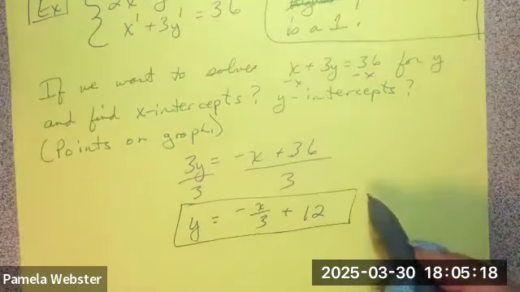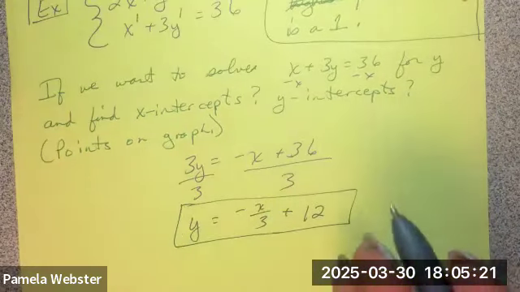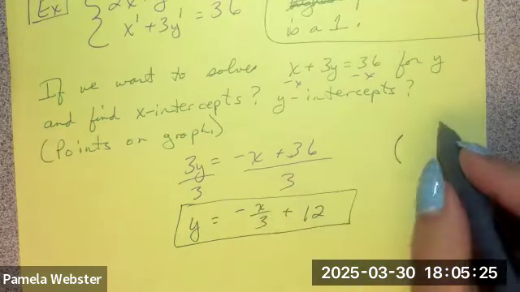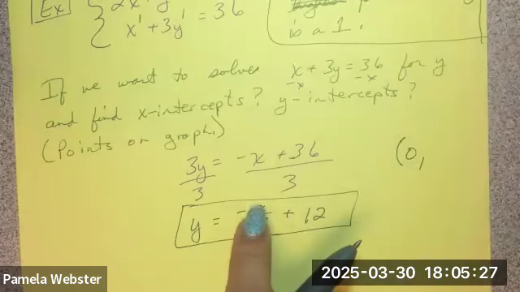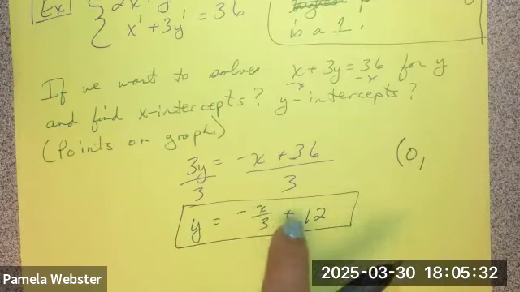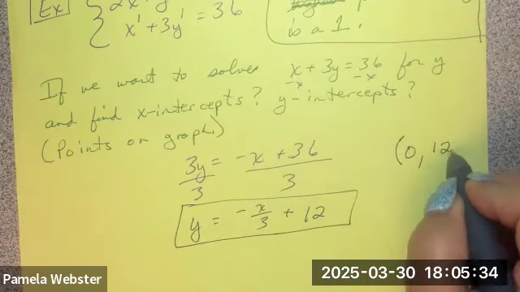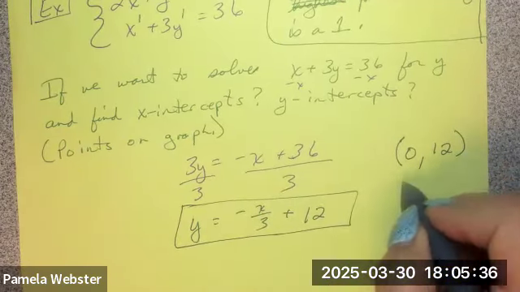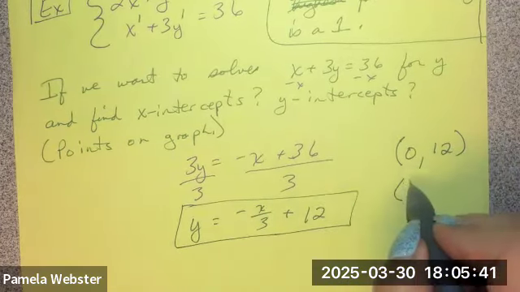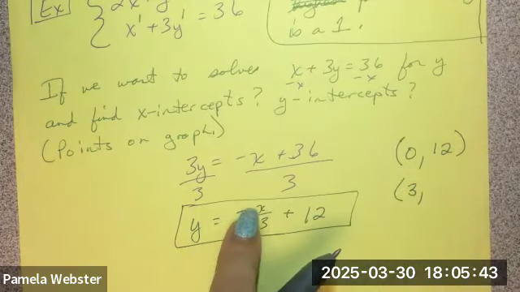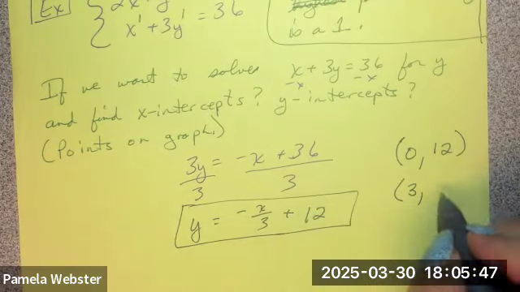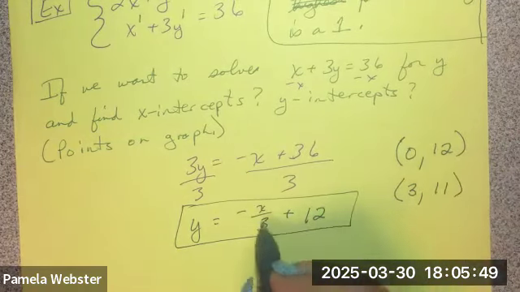What we would then do is say, okay, what if x was, let's pick nice numbers here. If x is 0, negative 0 is 0, divided by 3 is 0, 0 plus 12, I get 12. Hey, that's the y-intercept we already talked about, right? Okay, let's pick another number that's going to be nice. Let's do 3. Negative 3 divided by 3 is negative 1, plus 12 is 11. That's not bad. Let's do one more.